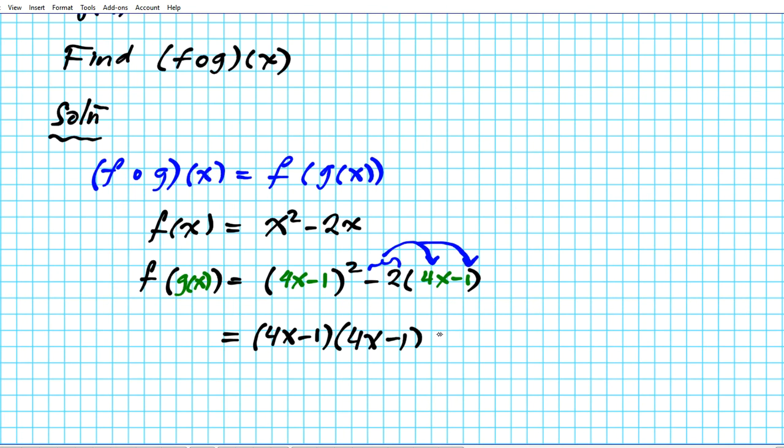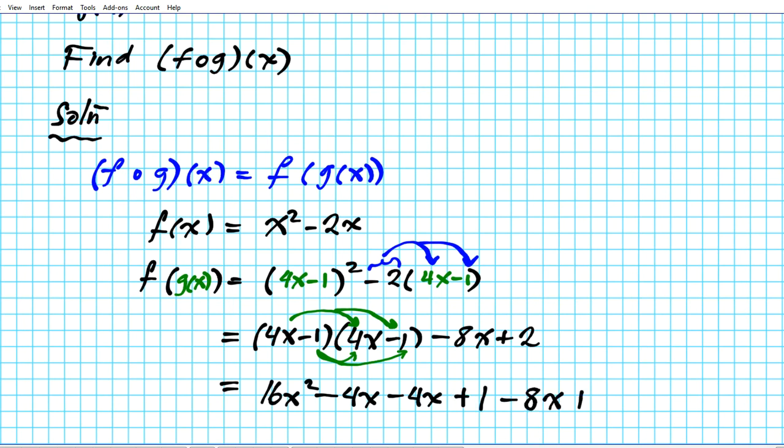So the answer becomes minus 8x plus 2. Now (4x minus 1) squared, let's simplify that. We are multiplying two binomials, so we can just follow first, outer, inner, and then last. Okay, so 4x times 4x is 16x squared, and then 4x times negative 1 is minus 4x, negative 1 times 4x is minus 4x, negative 1 times negative 1 is plus 1, minus 8x plus 2.